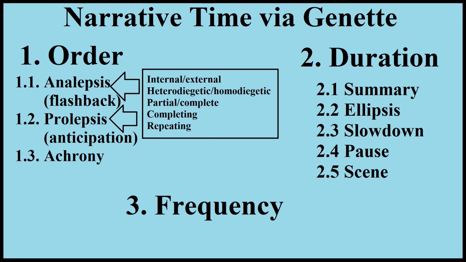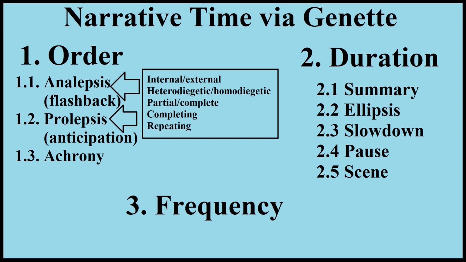It would be in order. Okay, so that's order and duration, right? So duration is how long do the things take place? Are they summarized? Are they completely removed? Are they slowed down or paused? Or are they just going at their regular pace? Last thing we have to get into is frequency. Frequency is the easiest one.